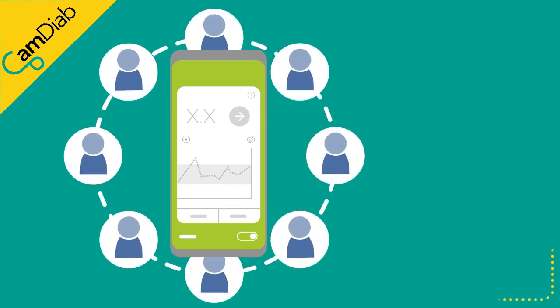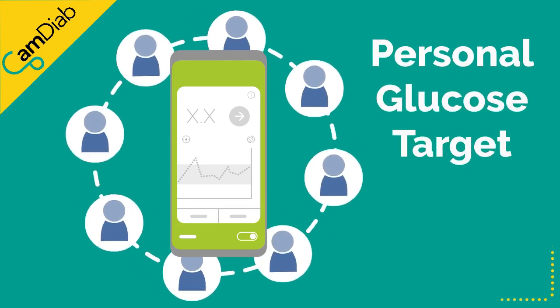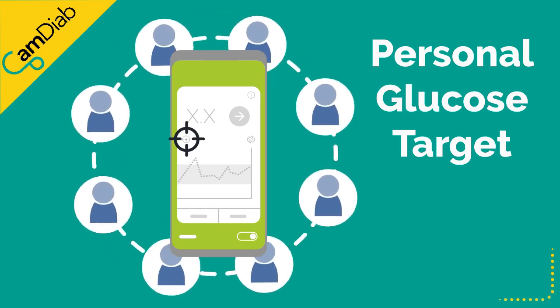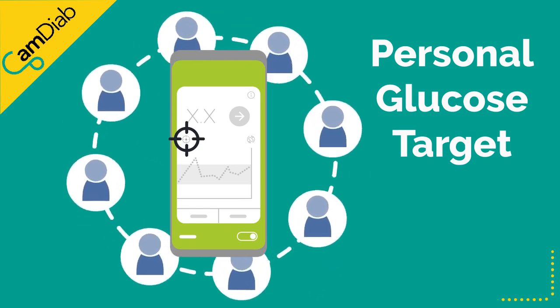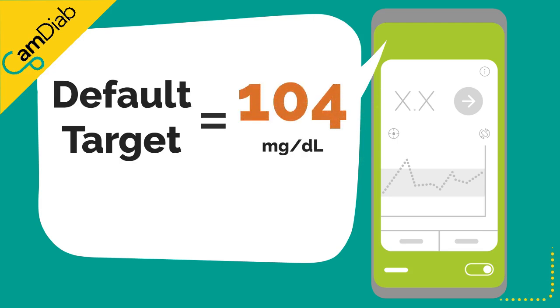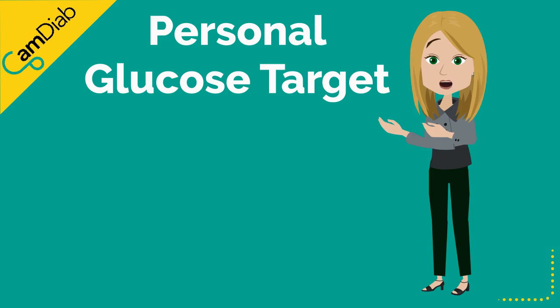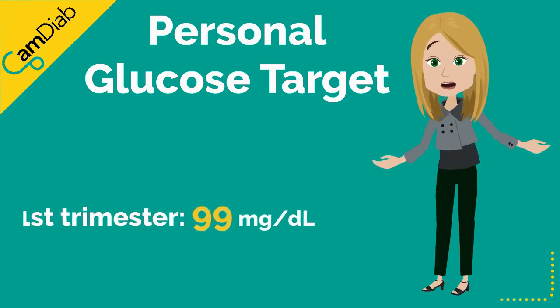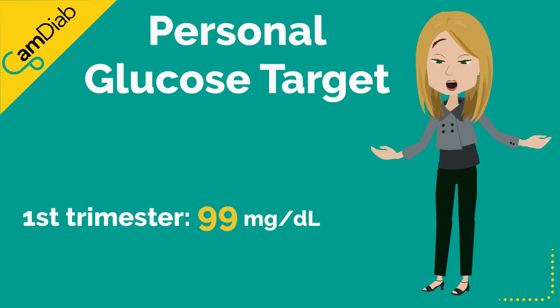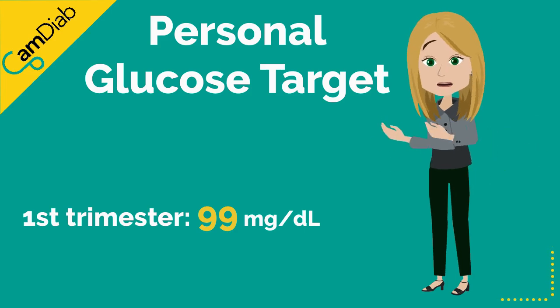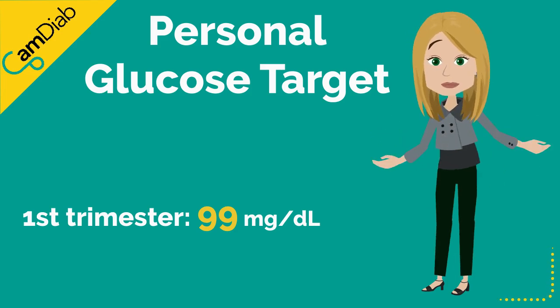CamAPS FX's personal glucose target controls the level the algorithm is aiming to achieve when auto mode is on. The default target is 104 milligrams per deciliter. You are able to set this target anywhere between 80 and 198 milligrams per deciliter across the 24 hours of the day. In the first trimester, when the risk of hypos is higher, the personal glucose target is commonly set to 99 milligrams per deciliter.